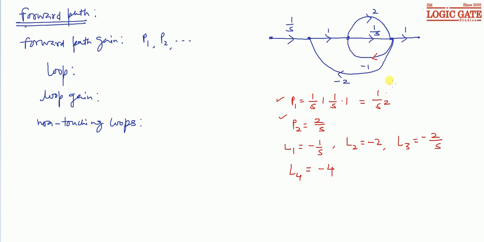For L3, L4, this loop is L3. Sorry, 1 by s, minus 2 is L3. And L4 is 1, 2 and minus 2. So these three nodes are common nodes. So L3, L4 are touching loops. It means in this signal flow graph there is no pair of non-touching loops.